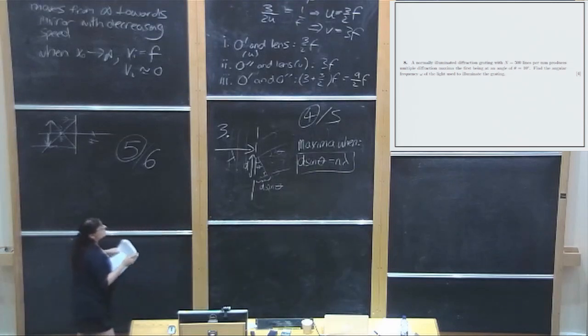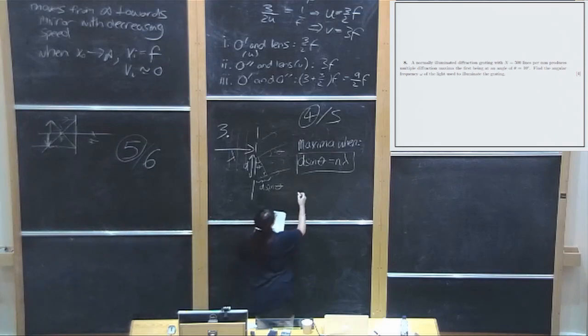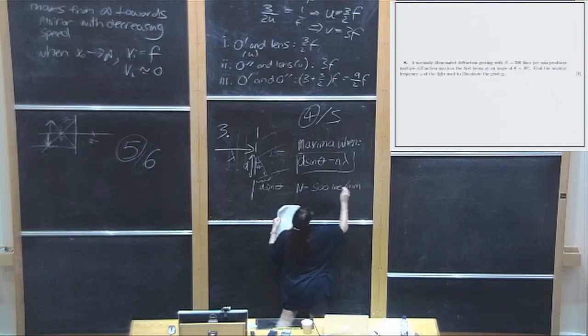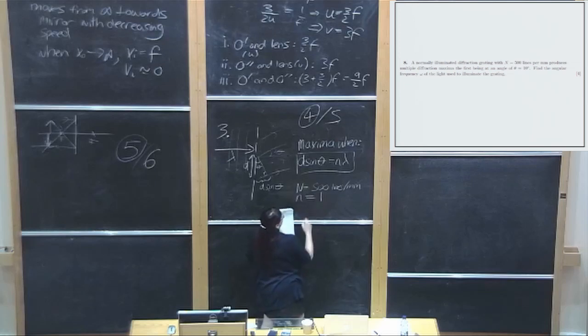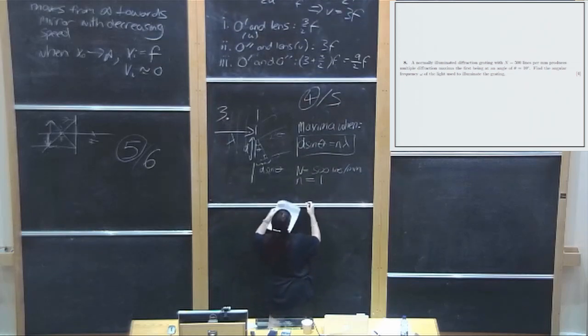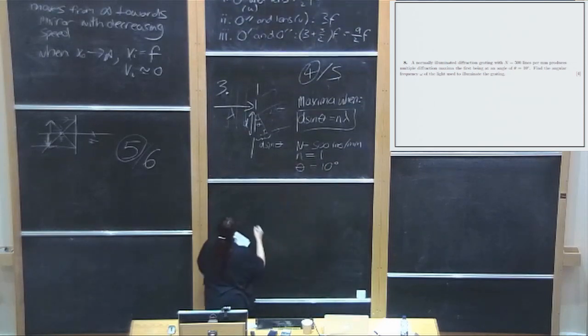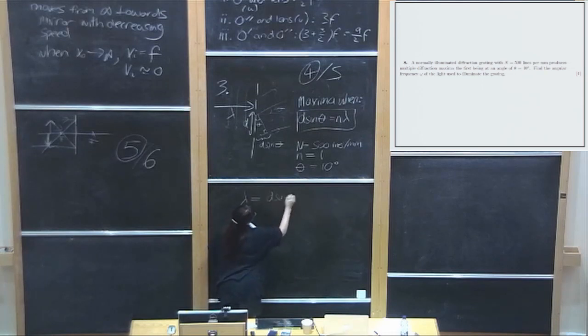If you spot the words diffraction grating, write that. Okay, so we've got some numbers. We've got 500 lines per millimetre. This is the thing that is going to give us d. We also know that we're looking at a particular order of diffraction, the first order maximum, and we're told that that happens at 10 degrees. So we can figure out that lambda equals d sine theta over 1.